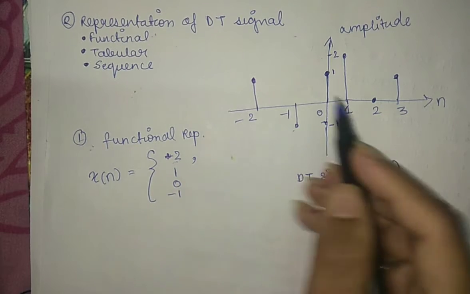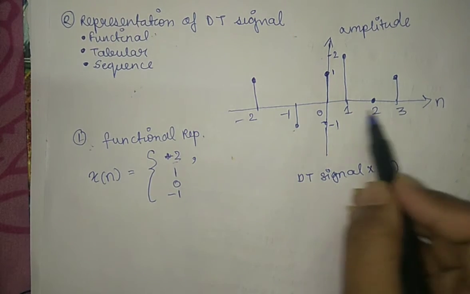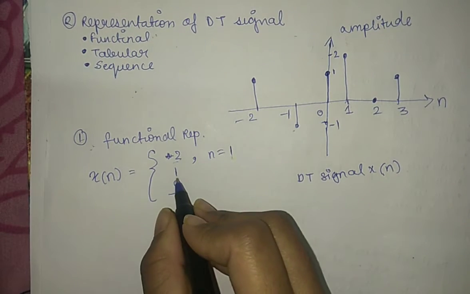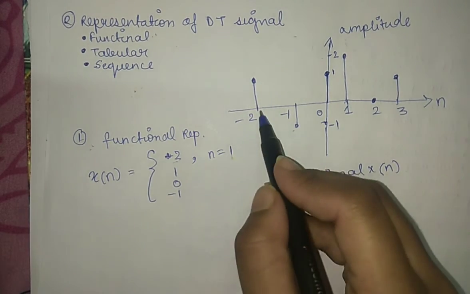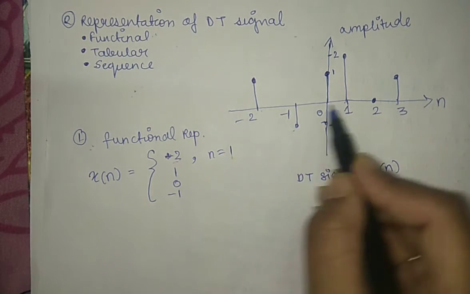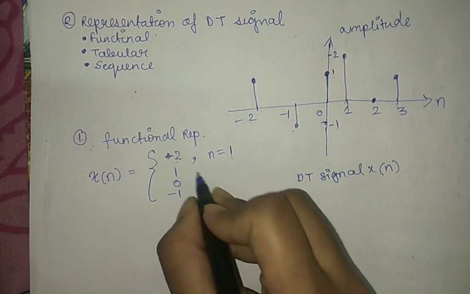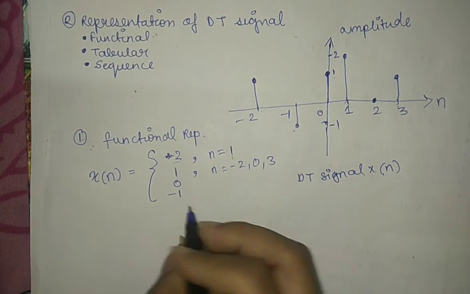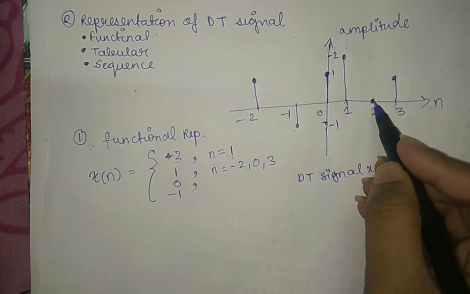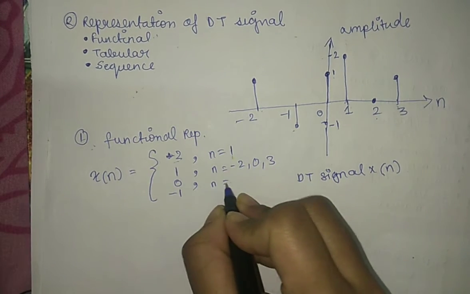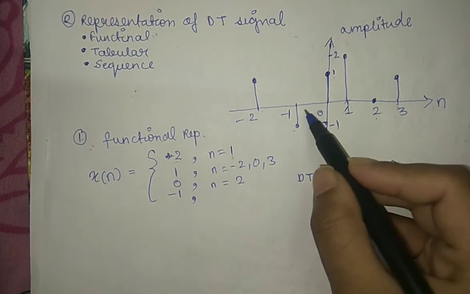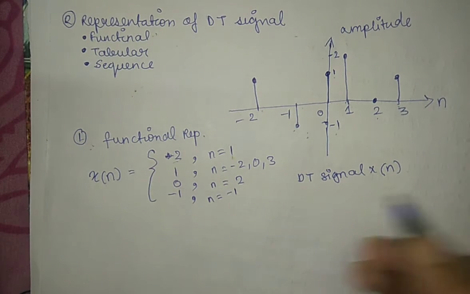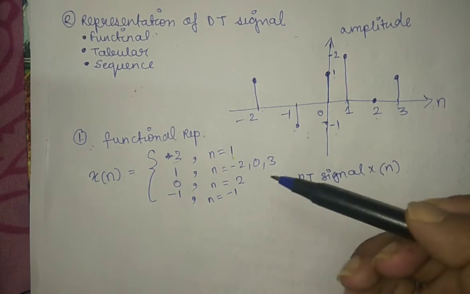Points can be represented as follows. Where is the amplitude 2? At point 1, so n equals 1. Where is the amplitude 1? Amplitude 1 is at points -2, 0 and 3, so n equals -2, 0 and 3. Then where is the amplitude 0? At point 2, so n equals 2. And where is amplitude -1? It is at point -1, so n equals -1. So this is the functional representation of the discrete time signal.